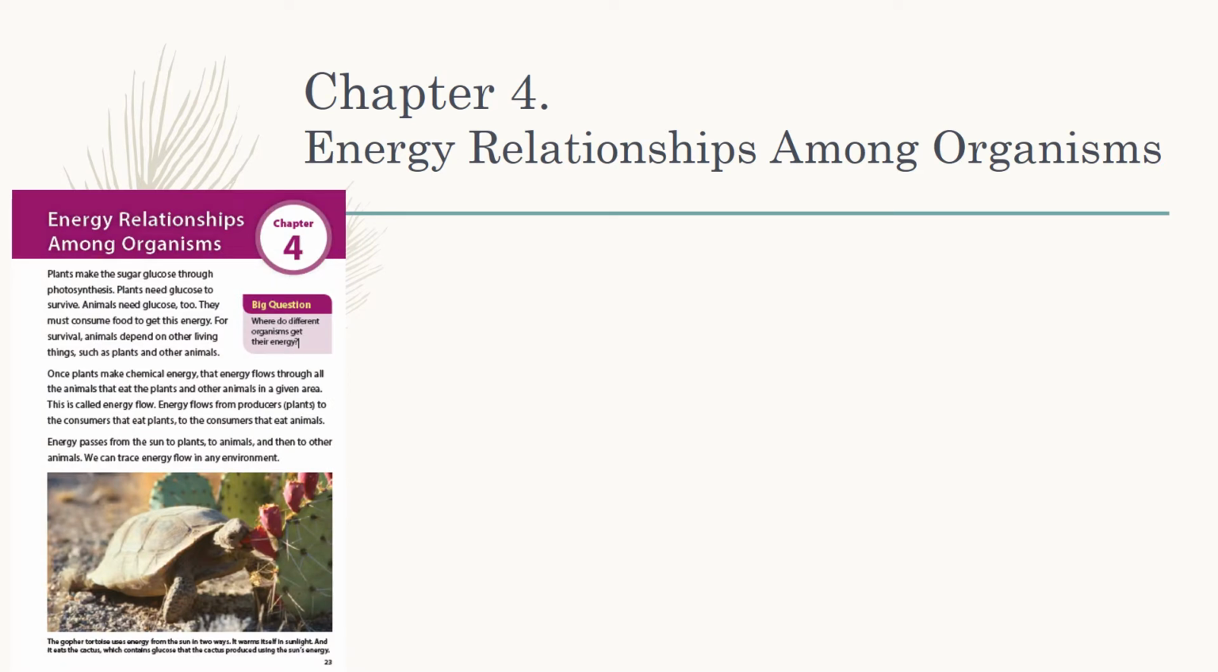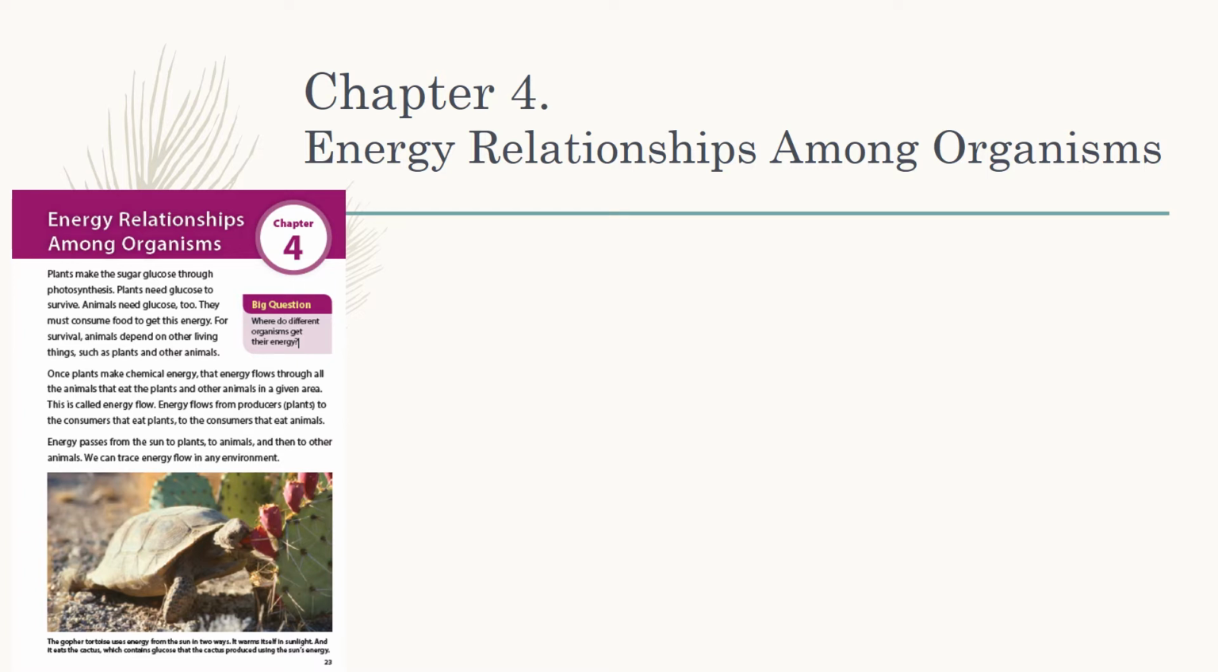Chapter 4, Energy Relationships Among Organisms. Our big question today is, where do different organisms get their energy? Plants make the sugar glucose through photosynthesis. Plants need glucose to survive. Animals need glucose too. They must consume food to get this energy. For survival, animals depend on other living things, such as plants and other animals.